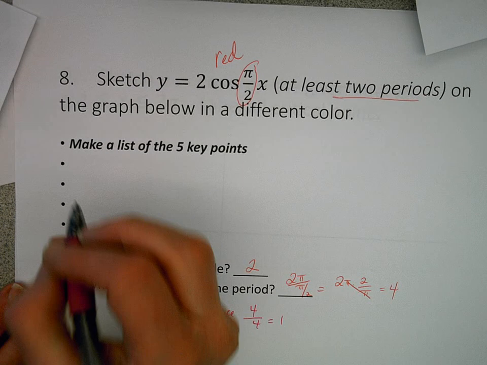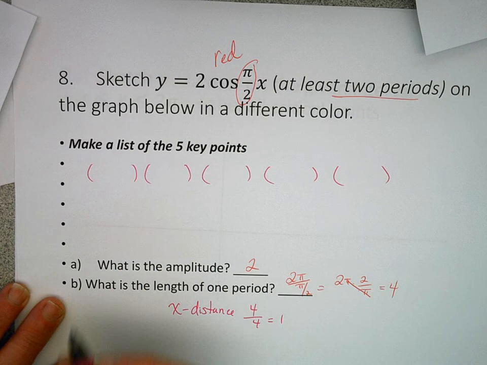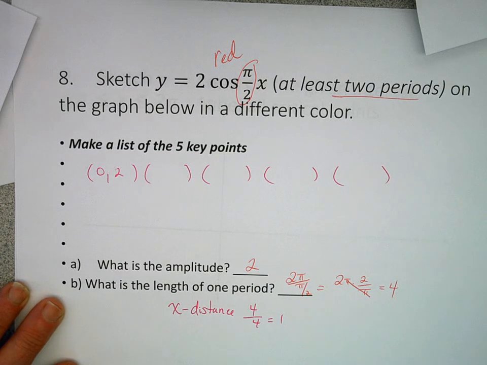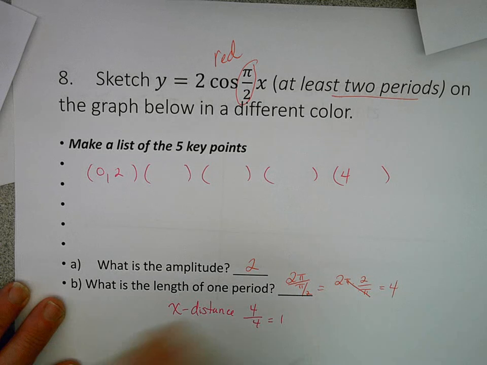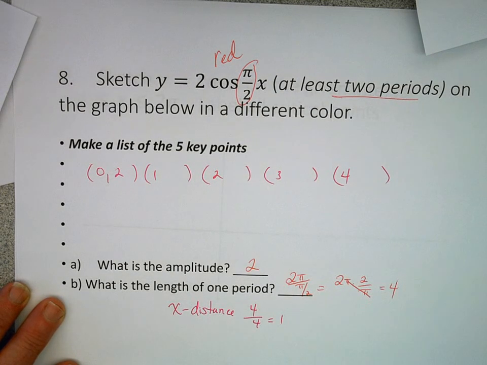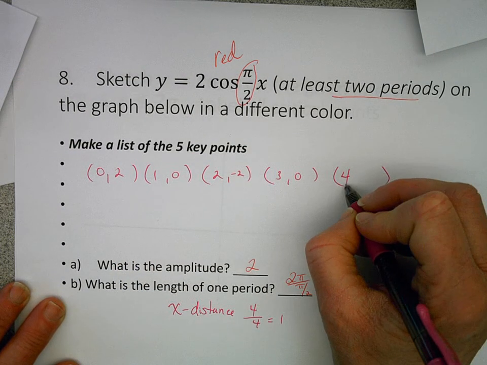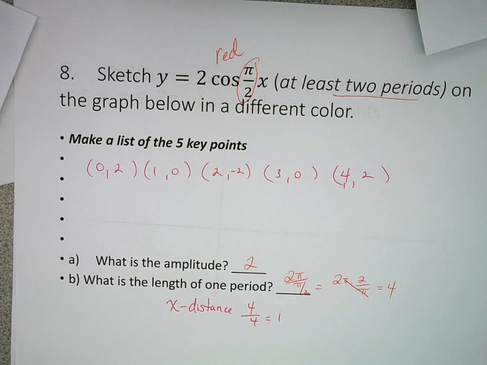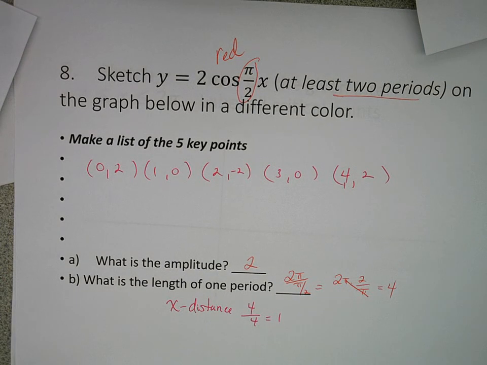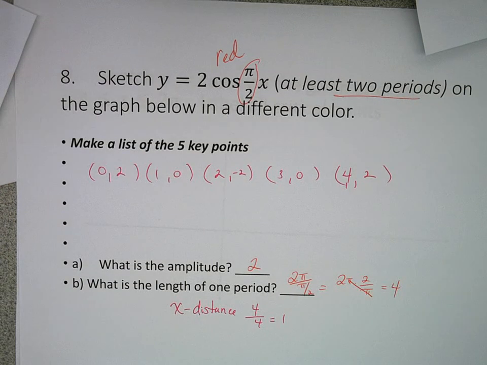So let's think about our 5 key points before we graph it. We start at 0, a, which is 2. It's a positive cosine graph. The period is 4. This is going to be a 4. No pi, remember. This is 1, 2, 3. And then it goes to 0. Then it goes to negative 2. Then it goes to 0. And back to 2. Again, a cosine graph has 2 x-intercepts. It starts at A, goes to negative A, goes back to A. So it can repeat. And we're going to sketch at least 2 periods. Okay?